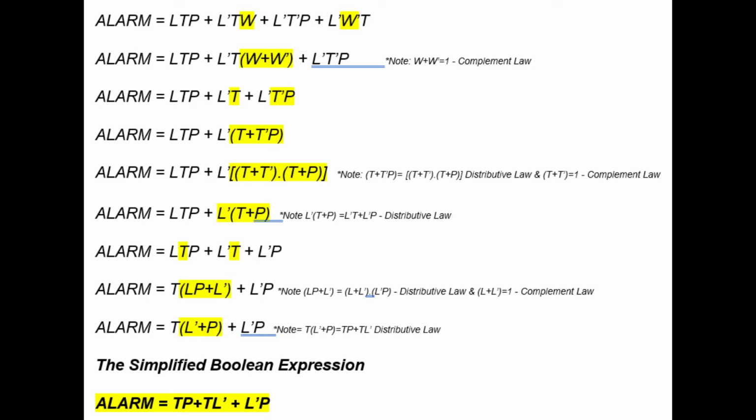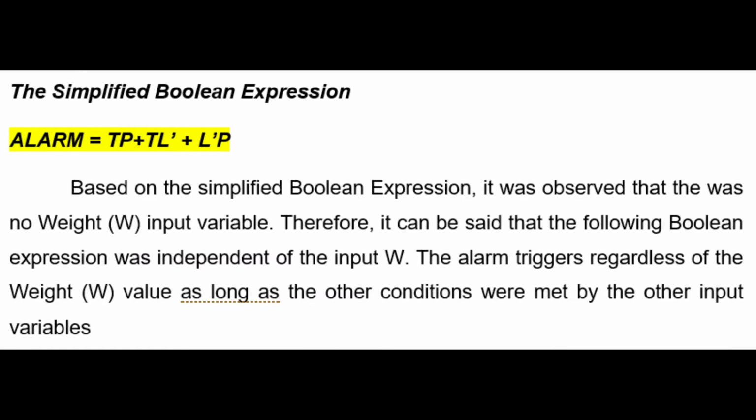As you can see, we mostly use the distributive law and complement law to simplify the Boolean expression of the given problem. So the simplified Boolean expression is alarm = TP + TL' + L'P. Based on the simplified Boolean expression, it was observed that there is no weight input variable. Therefore, the expression is independent of the input W. The alarm triggers regardless of the weight value as long as the other conditions are met by the other input variables.